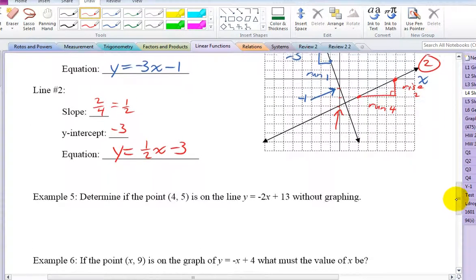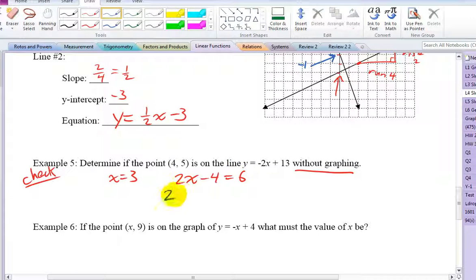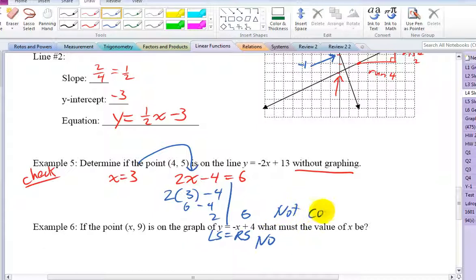Next one, determine if the point is on that line without graphing. So this is a check. Now don't write this down, but remember last year in grade 9 we would say x equals 3, and your equation is like 2x minus 4 equals 6, and we'd say, oh, substitute in. So you get 2 times 3, because the 3 goes in for x. You have this great wall of check. 6 minus 4 is 2. Now, does left side equal right side? No. So this is not correct.